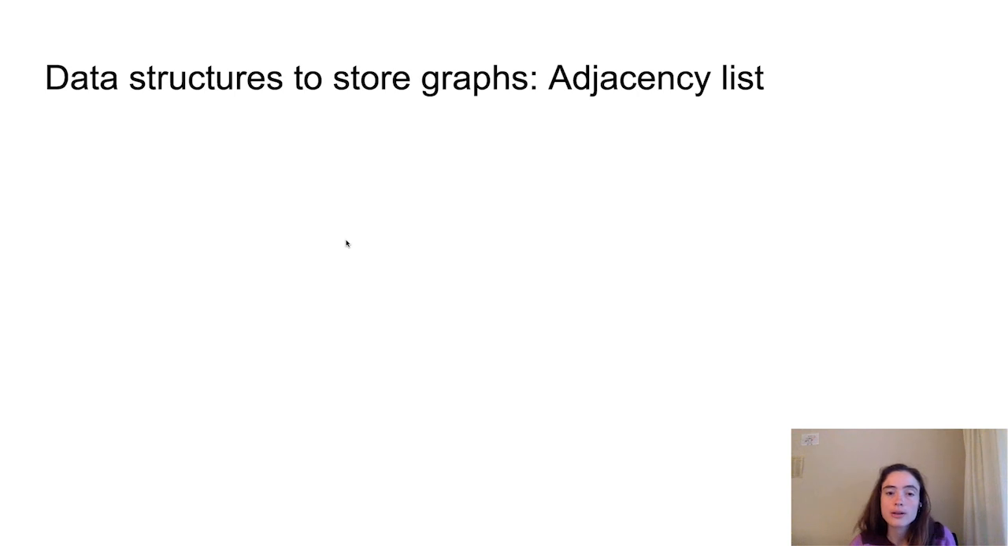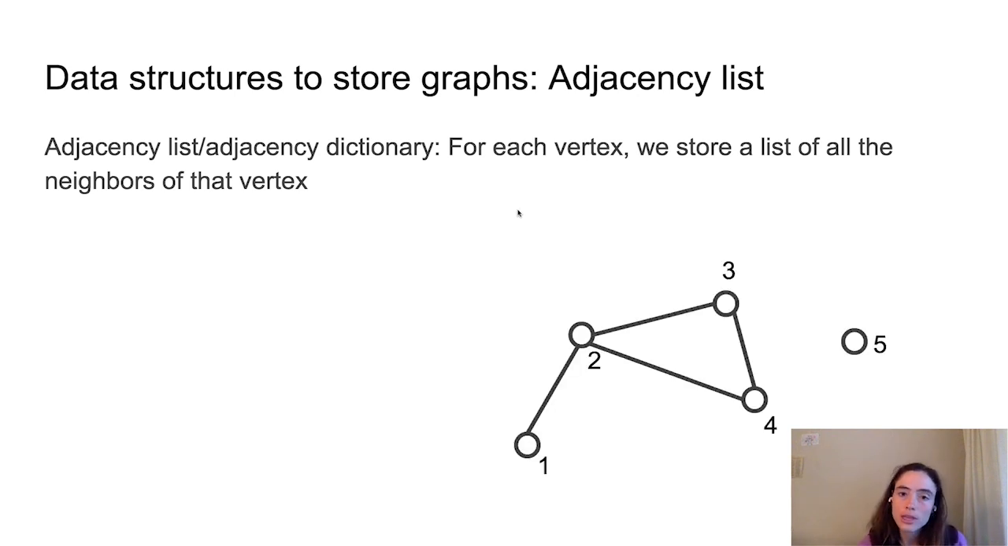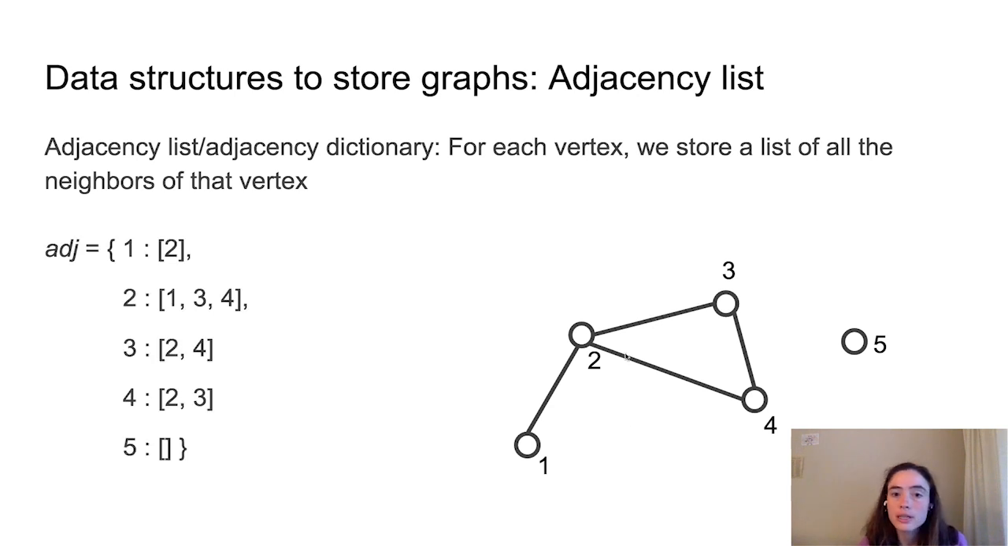First, let's talk about adjacency lists or adjacency dictionaries. So this is the storage structure that we discussed last time when we were going over graph traversal algorithms. And basically the definition of the data structure is that for each vertex, we store a list of all of the neighbors of that vertex. So if we think back to our same example graph from before, the adjacency dictionary for this graph would, for each vertex, have a list of all the neighbors of that vertex.